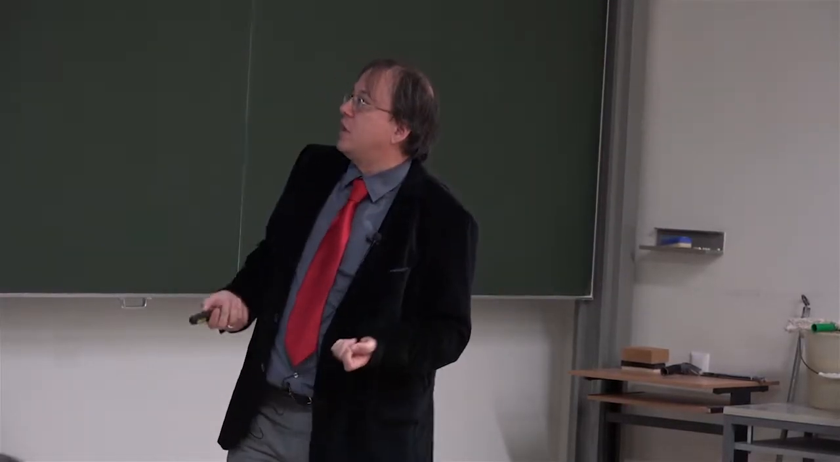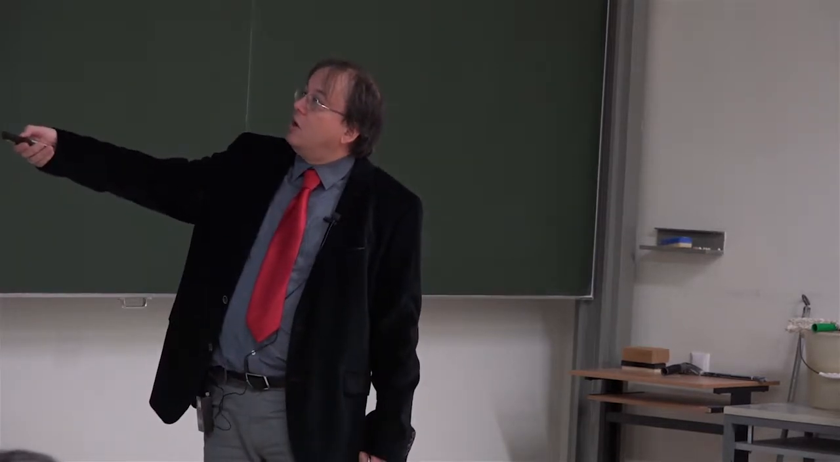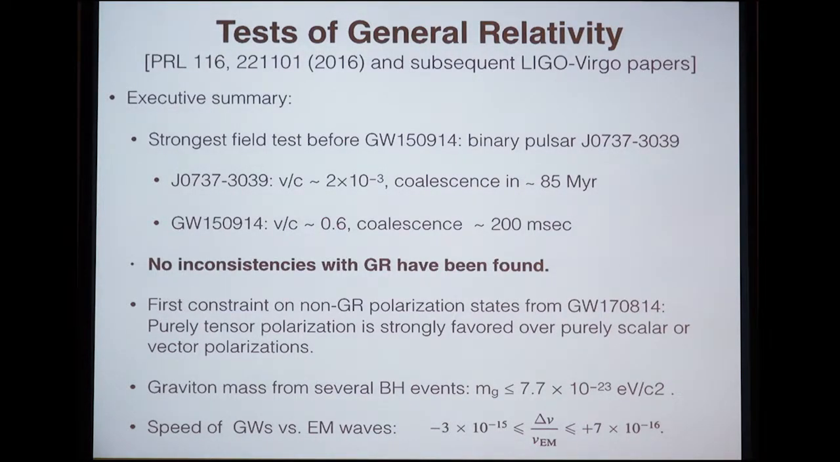You get a very, very precise test. It's just not in the same regime of strong fields that you can do with gravitational waves. A lot of tests have been performed. No inconsistencies with general relativity have been found so far. Now that we have the Virgo instrument up, we can also constrain the polarization. When Virgo becomes more accurate, we'll be able to do this much, much better.